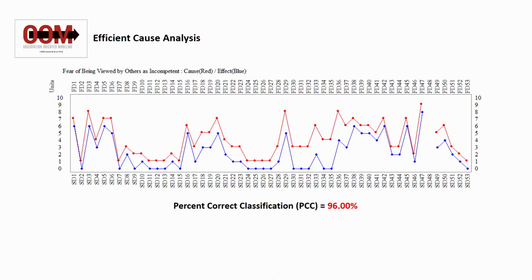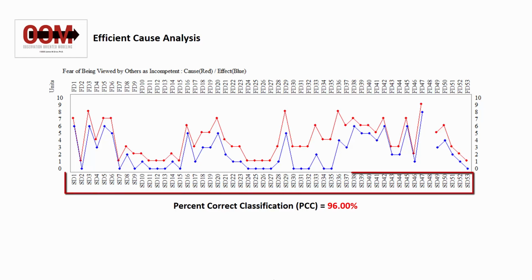Well, with observation-oriented modeling, we analyze the data at the level of the person here, but we only assume that the numbers represent some subjective awareness of more or less stress each day. So here you see the results from what's known as an efficient cause analysis in the OOM software. Now these are contrived data, and we'll look at some real data in just a moment.